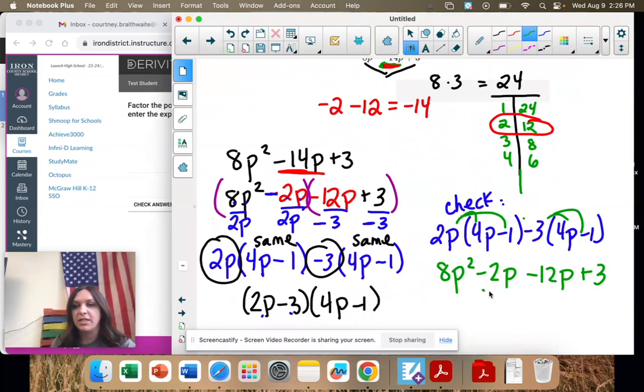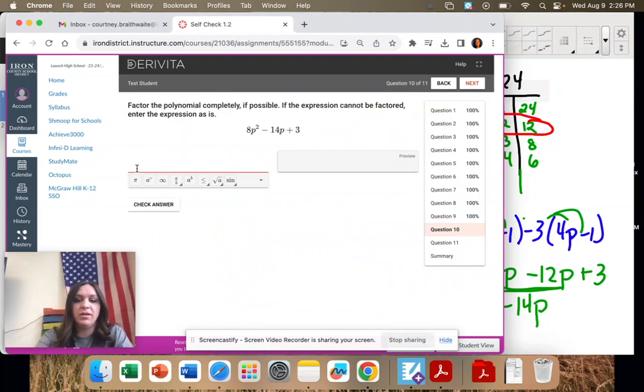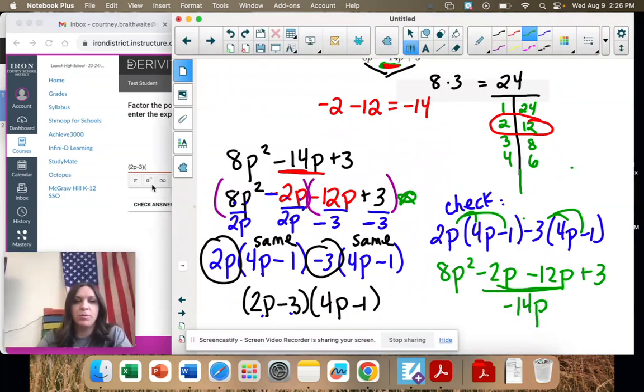And you can already see there's this step, right? That gets us to our negative 14. So our factored form is 2p minus 3 and 4p minus 1.